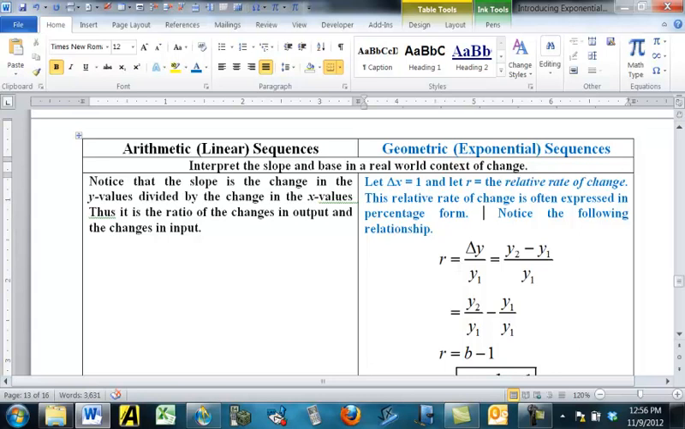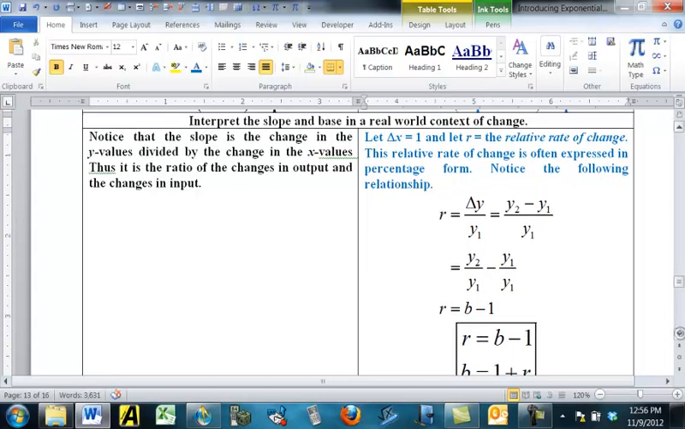So it's y2 minus y1 divided by y1. Distribute the y1, we get y2 over y1 minus y1 over y1. y1 over y1 is 1, and if delta x is 1, y2 over y1 is the base b. So we get this relationship that the relative rate of change r is b minus 1. Now this is what I'm going to use for the letter r. It's always this periodic relative rate of change. Okay? It's going to usually be given to you in a percentage form, and you're going to convert to decimal right away. But then we have this relationship that r is b minus 1.